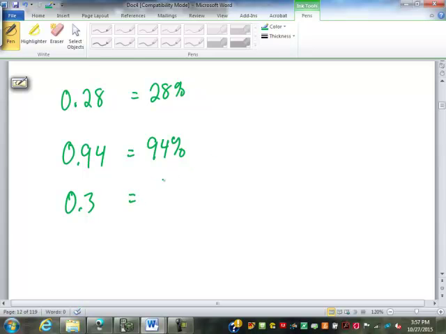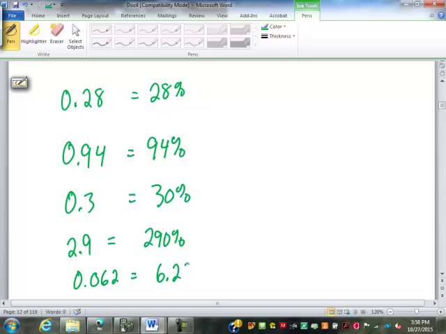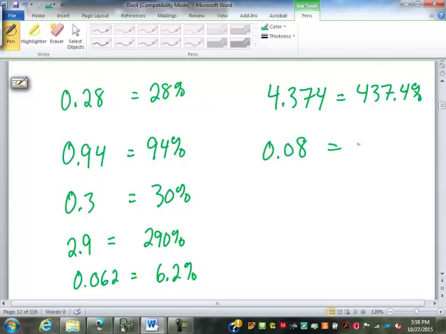0.3 is going to become what as a percent? 30%. Good. What's that? 2.9 is going to become 290%. 0.062 is going to become 6.2%. Good. 4.374 is going to become 437.4%. Good. And 0.08 will be 8%. Good.